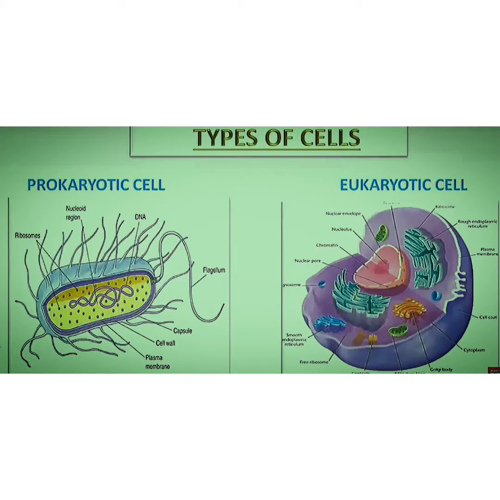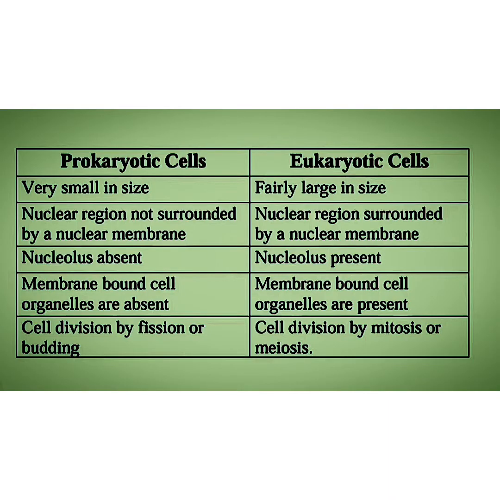These are the structures or the types of cells: prokaryotic and eukaryotic cells. The main difference between prokaryotic and eukaryotic cells is that prokaryotic cells are very small in size, whereas eukaryotic cells are large in size. In prokaryotic cells, the nuclear region is not surrounded by a nuclear membrane, and the nucleolus is absent, whereas in eukaryotic cells the nuclear region is surrounded by a nuclear membrane and the nucleolus is present.